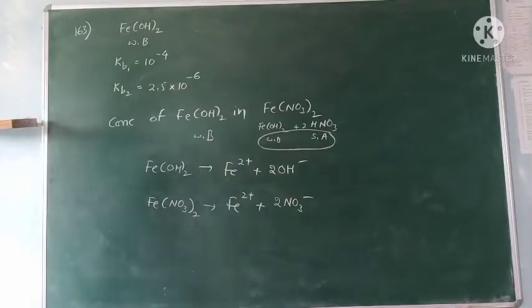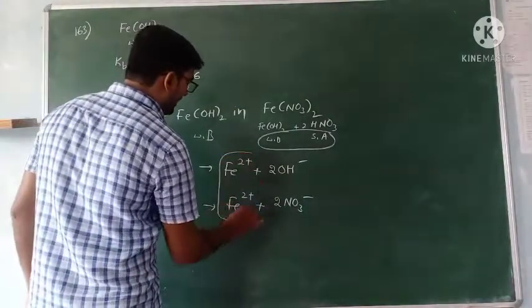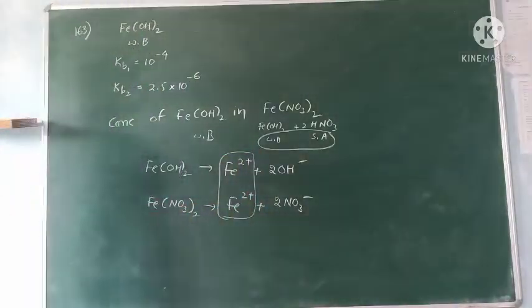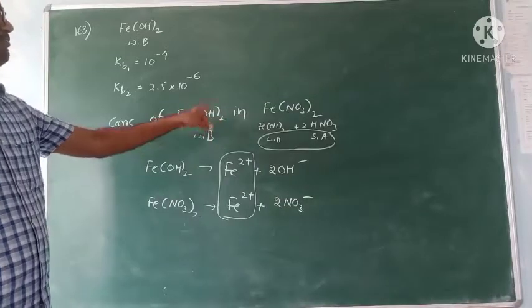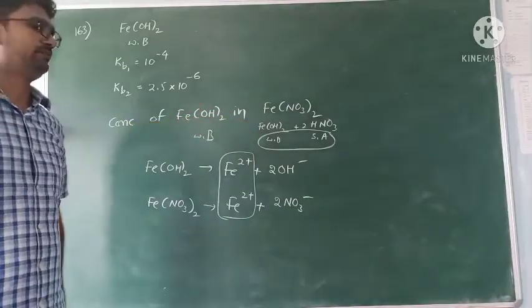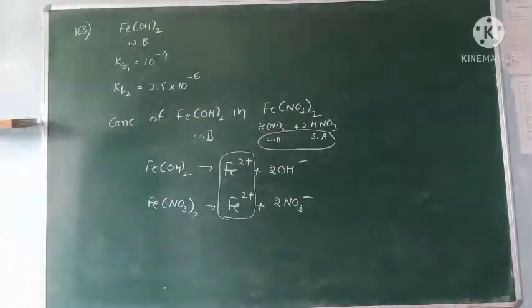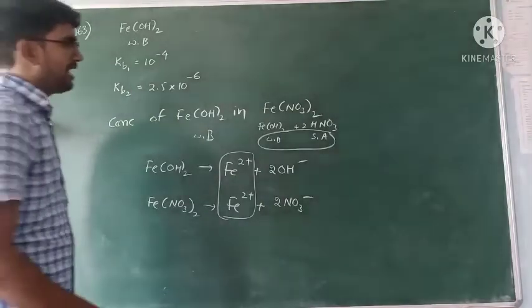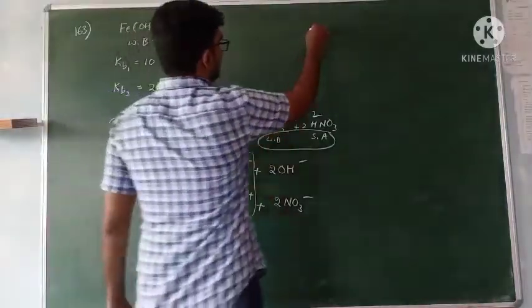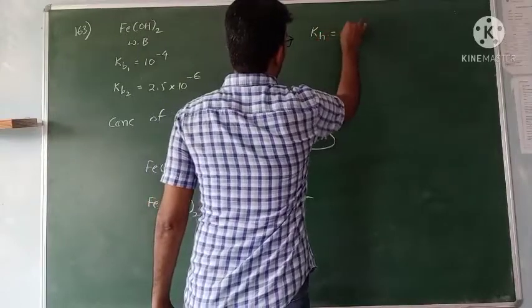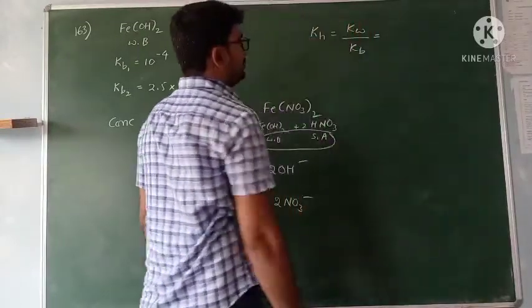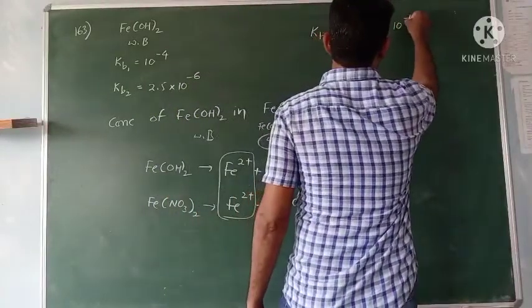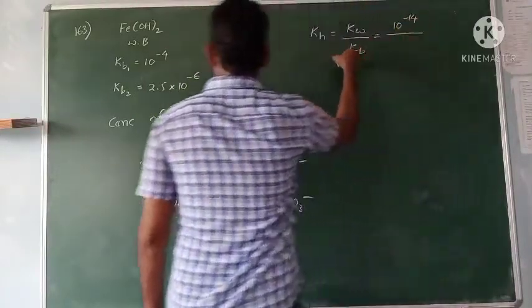2NO3 minus. So it is a common ion effect. Common ion effect means it is very simple. It is completely based on the salt, because that is the strong nature. For this one, how can we calculate the KH value? Hydrolysis constant. Formula is Kw by Kb. Kw value we know is 10 to the power of minus 14, divided by the Kb value.